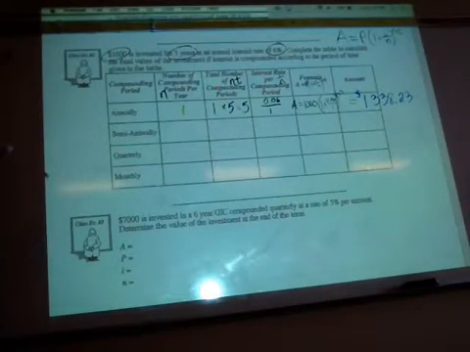Okay, so that's a pretty good investment. You're making $338.23 after 5 years. Let's see if we can do better.